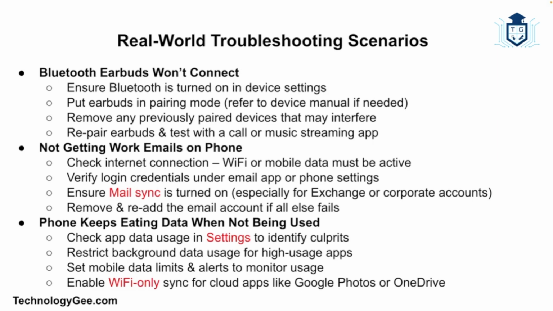And another scenario that you might run into is a person saying that their phone keeps eating data when they're not using it. So the first thing you want to do, you want to check which applications are using background data in the settings. You want to restrict background data usage. You want to set limits and alerts in their data settings. And then you want to enable Wi-Fi only synchronization for apps like Google Photos or OneDrive.